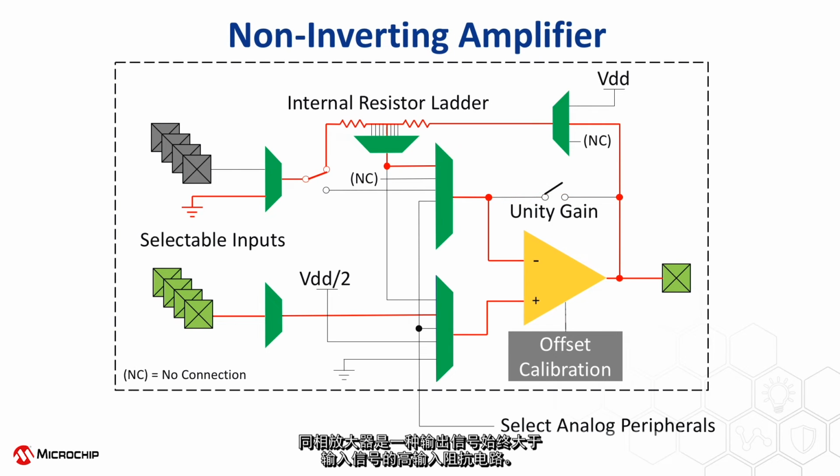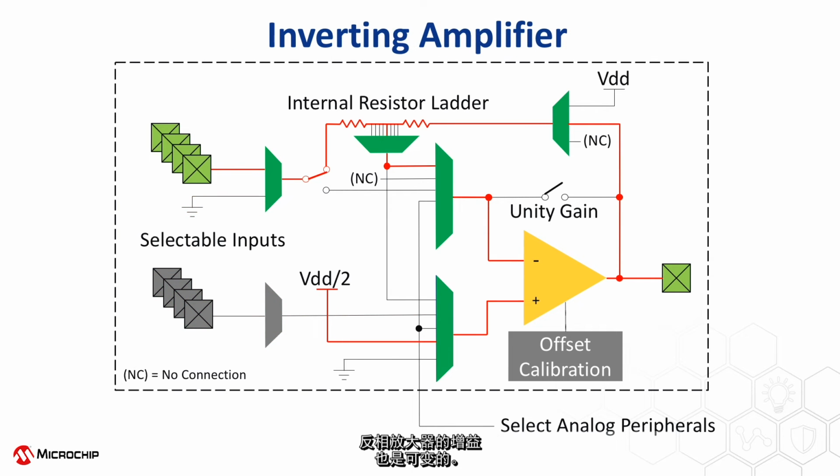Non-inverting amplifiers are high input impedance circuits that produce an output signal that is always greater than the input. This configuration can be built with either the internal resistor ladder, as shown, or with external components. When using the internal resistor ladder, this configuration is an implicit programmable gain amplifier.